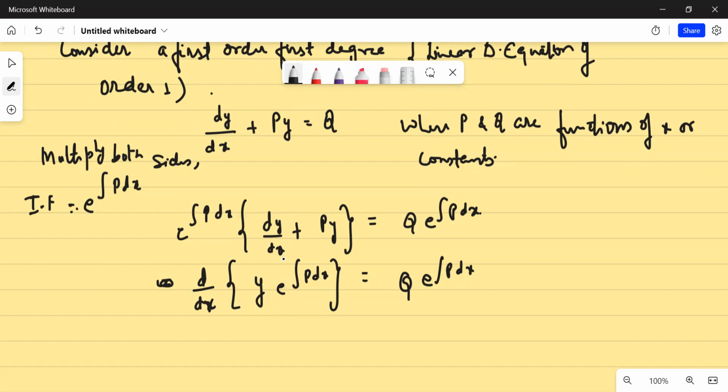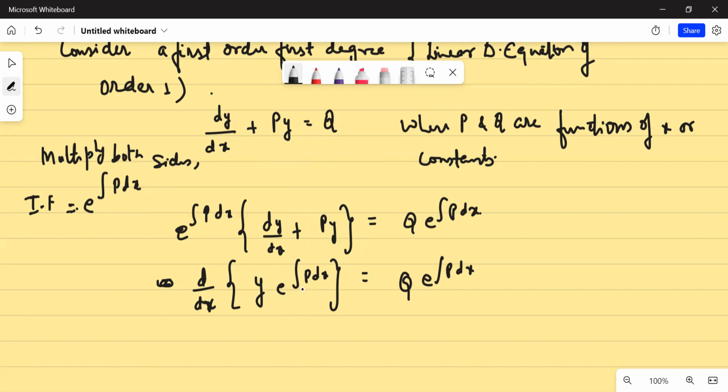Okay, so fine. Are you getting my point? So I'll multiply both sides by this factor, which I'm right now calling the integrating factor, and this is e power integral p dx. If I multiply on both the left and the right, in a very compact sense, on the left I can write d by dx of y e power integral p dx.